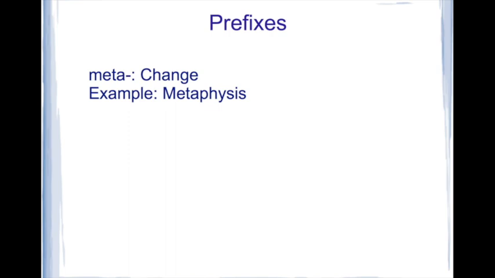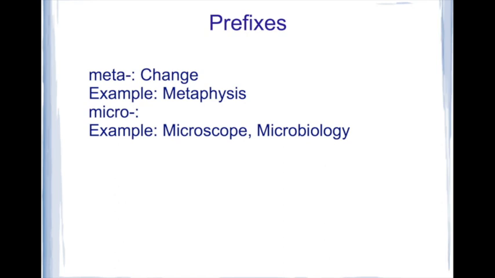Okay, micro, like microscope or microbiology. So this is kind of the opposite of macro. Macro is large, right? Micro is small. A microscope is something that allows us to view small things. Microbiology is the study of small life, like cells and bacteria. Stuff that you can't see with the naked eye.